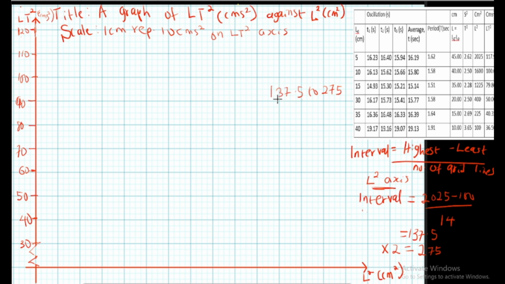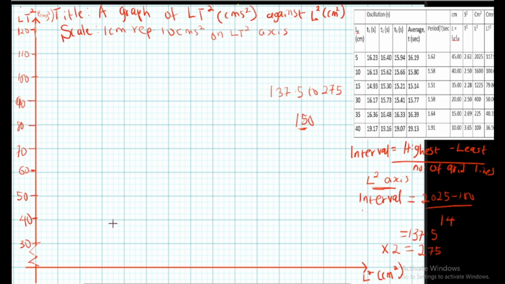So here we have 137.5 to 275. Let's just work with whole numbers: 137, 138, 139, 140. A very good number we can work with here, above 137.5 and moving towards 275, the first number we can have there is 150. So 150 is a very good number. We can work with 150.